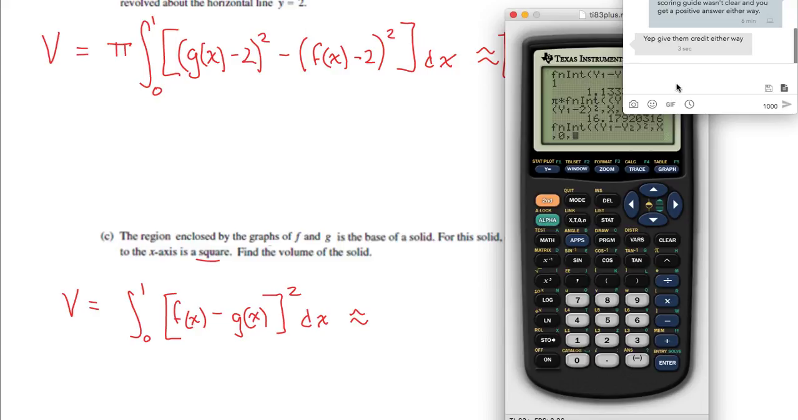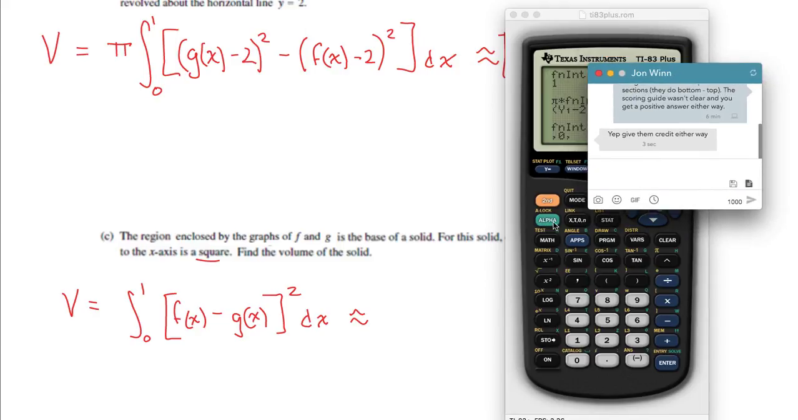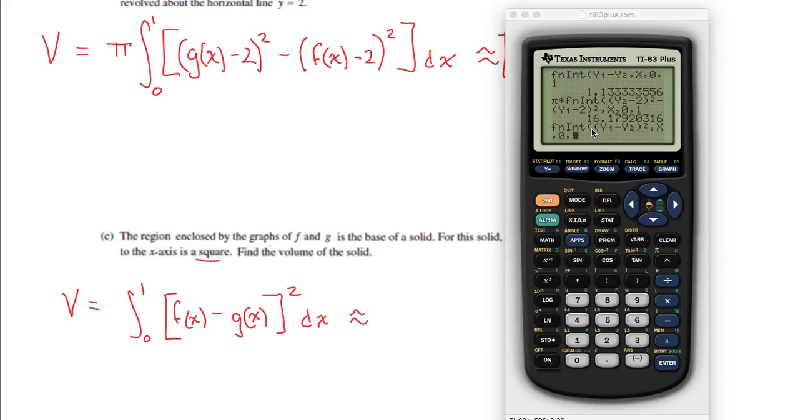That's going to be from 0 to. Okay, did you guys see from John? Oh, wait, I can't read that. He says, "Yep, give them credit either way." Yay! Thanks, John. So we don't have to stress so much about finding which function is which. Don't stress too much about it, but if you can just remember the order, it makes it a little bit more consistent in the future.